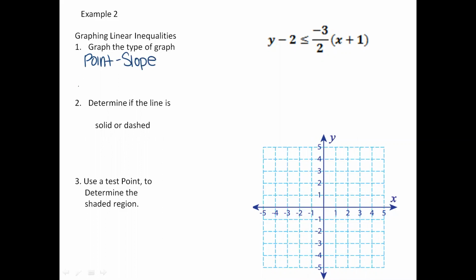In this case, we're going to go ahead and get our point, which is negative 1, 2, and our slope will be negative 3 over 2. So let's go ahead and graph that first, we'll determine the solid point later. So I'm going to go back one, up two, and then I'm going to go down three over two.